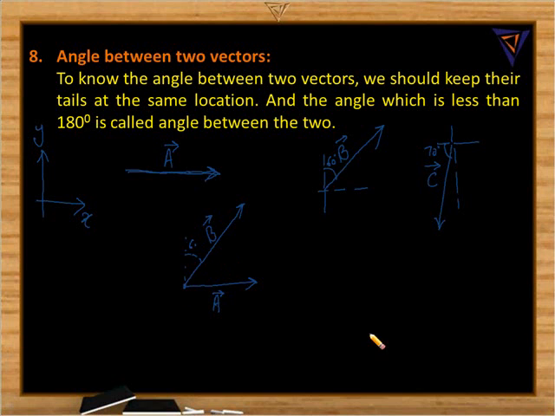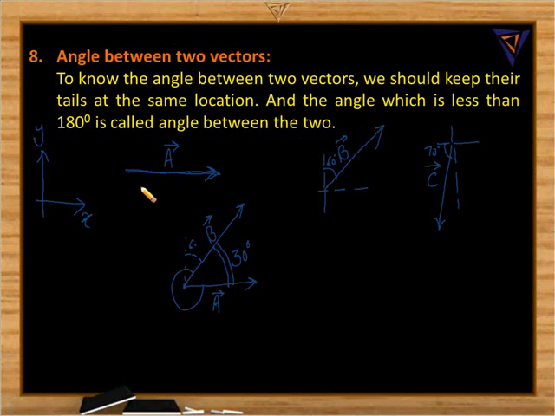So the angle between two vectors means the angle which is less than 180, because while measuring the angle between A and B, we can say that this one is one angle and here it is another angle. So the angle which is less than 180 degrees is referred to as the angle between the vectors. So here the angle between the vectors A and B has to be 30 degrees.